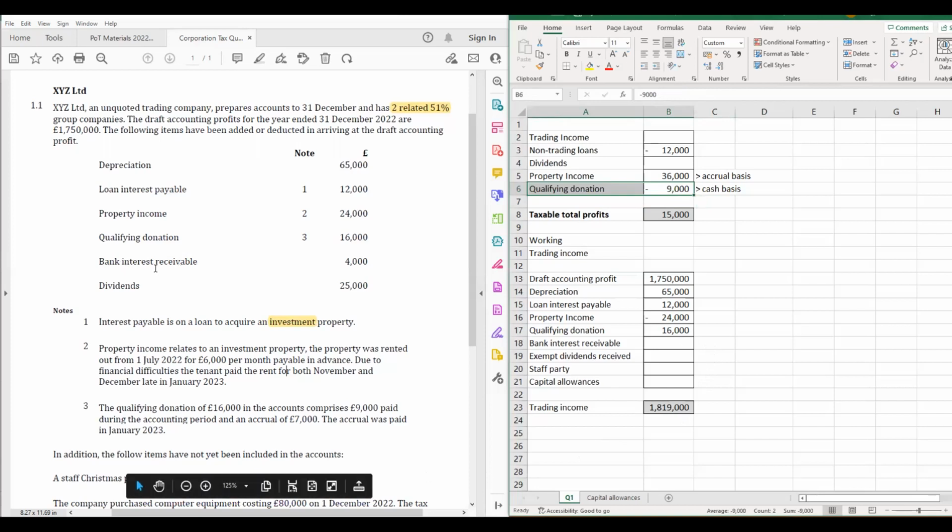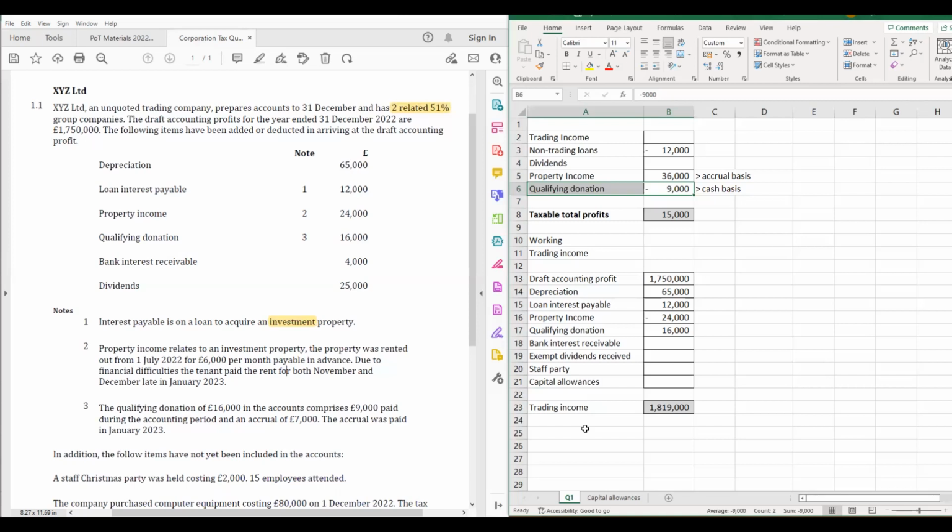The next one we've got is bank interest receivable. So we've got £4,000. Now, bank interest receivable will always be a non-trade loan relationship. The only time it would ever be a trading loan relationship is if the question gave you an example of the company being a financial institution and generating income from interest as their trade, which is very rare and probably won't happen on exam day. So you can always be confident that bank interest receivable is going to be a non-trade loan relationship.